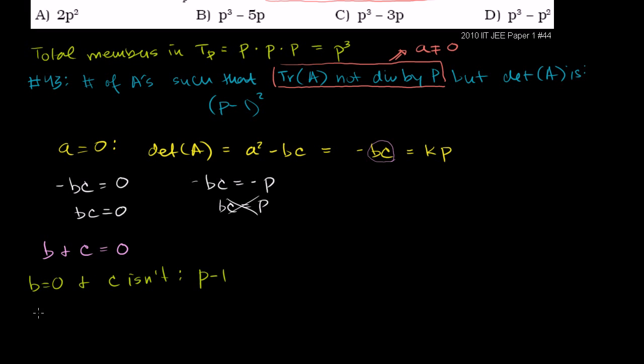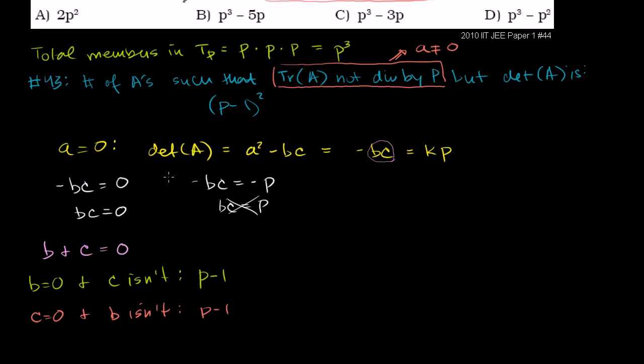Now let's think about c is equal to 0 and b isn't. Well, exact same logic. Once again, we don't want to double count them both being equal to 0. So let me write it. And b isn't, well, we're saying it isn't 0, so we're actually already putting that constraint there. So it has p minus 1 possibilities.